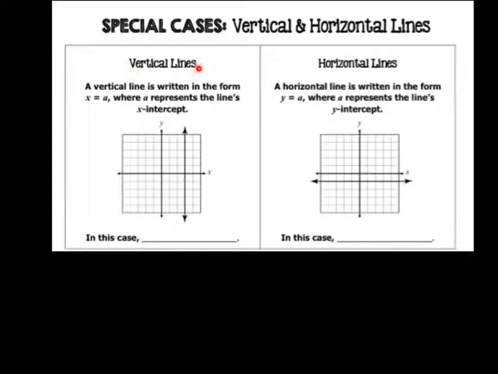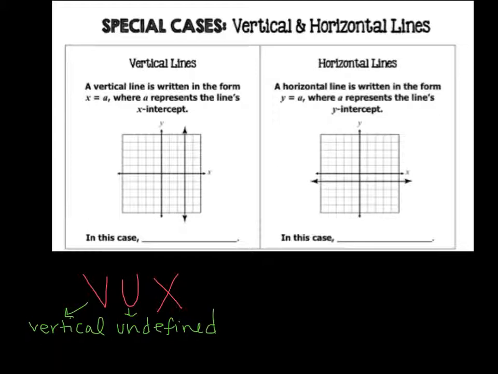So a vertical line, remember, is a line that is up and down. Okay, so I told you guys to memorize a word, which is VUX. And the V stands for vertical. The U stands for undefined, because that is what type of slope a vertical line has. And the x was supposed to help you remember that its equation is always written x equals a number. And we're going to get more into that today.